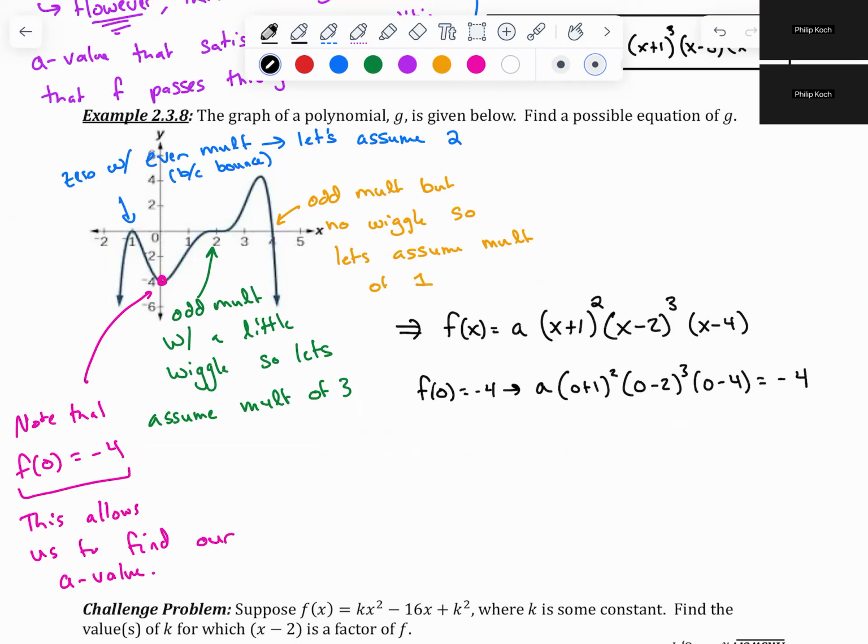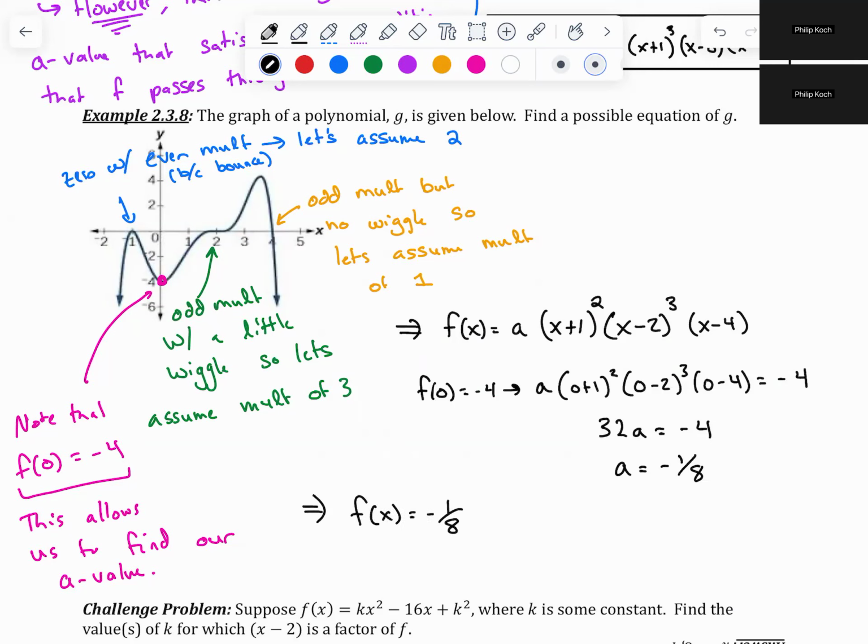So 1 squared is 1, -2 cubed is -8, times -4. That should be positive 32. So we get 32a is equal to -4, and so a is equal to -1/8. And so we have our final answer that a is equal to -1/8.